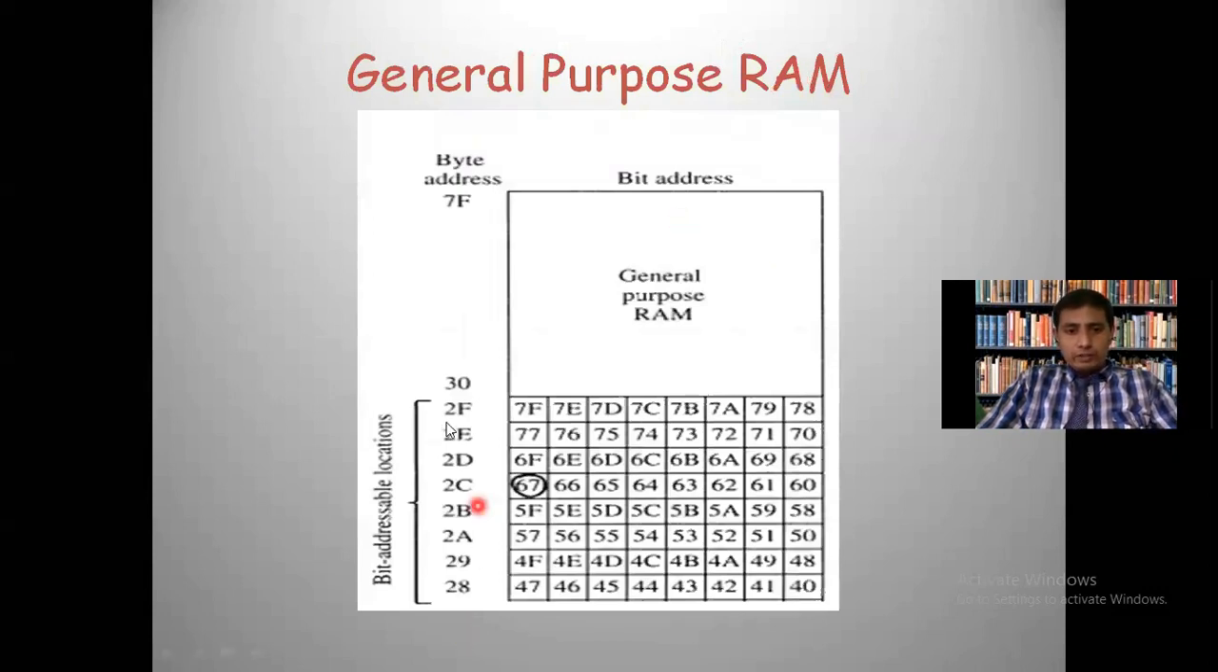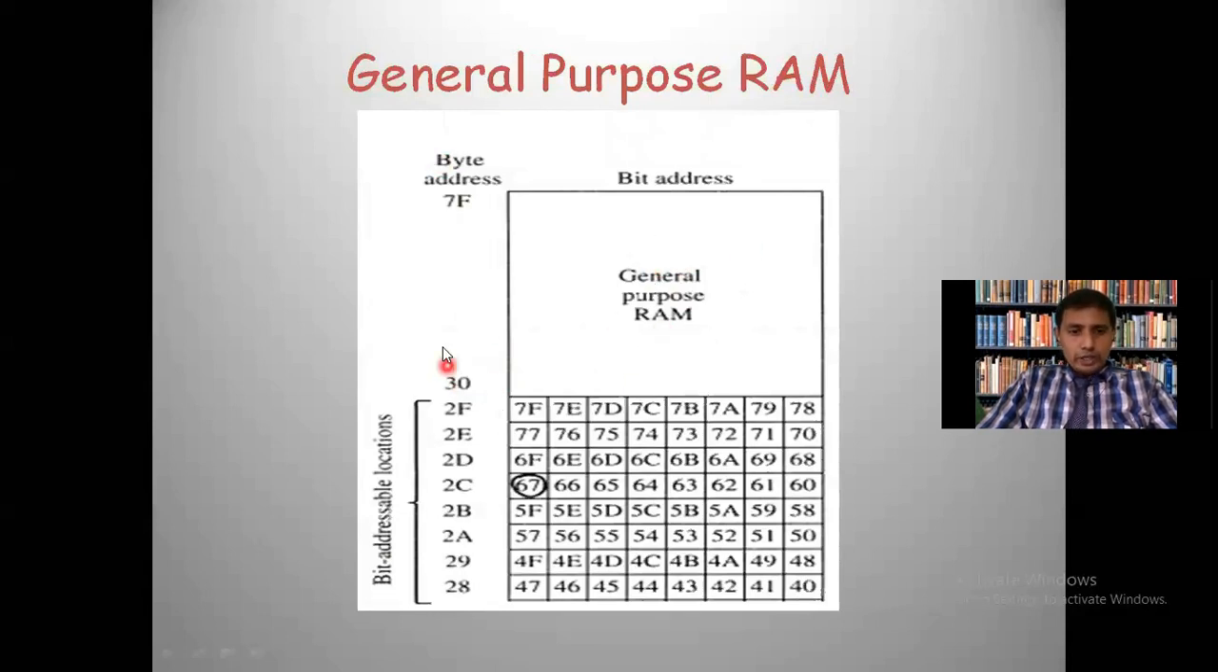In the previous case, we observed up to 2F, that is 20 to 2F. Here it starts with 28, but actually it starts from 20. So 20 to 2F relates to bit addressable locations. Then 30 to 7F remaining. 30 to 7F has hardly 80 bytes, because the total is 128.